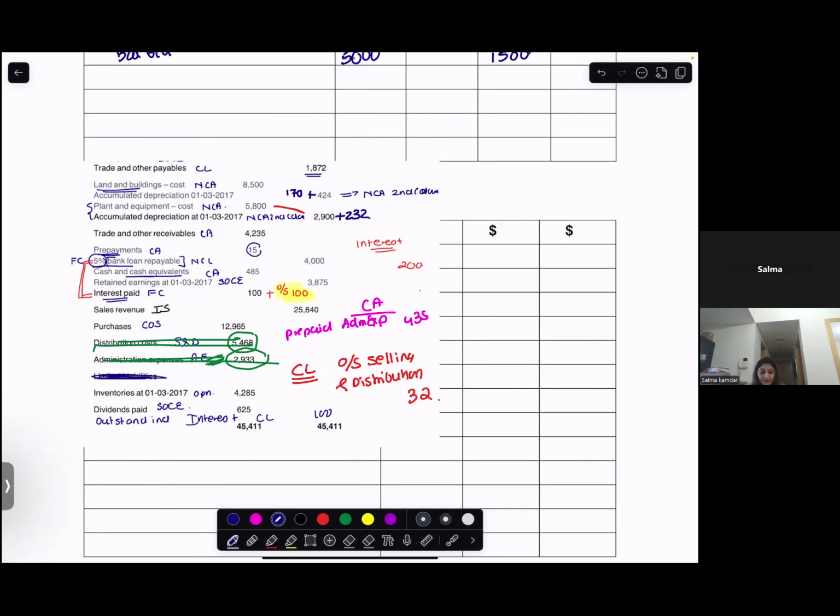Now I'm going to current liabilities. I have one current liability, trade and other payables. I have the other current liability 32. So in 1872, my trade and other payables would become 1872 plus 32. So I'm striking this off. 1872 plus 32, so this becomes 1904. I hope you're with me. Where will I go and record this?